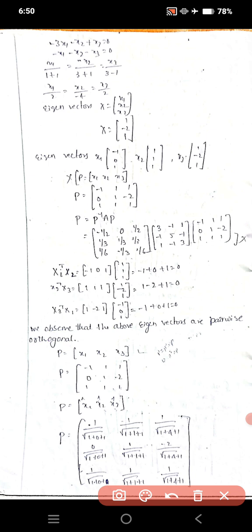Normalized eigenvector means what? P is equal to x1 cap, x2 cap, x3 cap. So P is equal to x1 cap: minus 1 by square root of 1 plus 0 plus 1, then 1 by square root of 1 plus 1 plus 1, then 1 by square root of 1 plus 4 plus 1. Like this, we have to write the whole normalized eigenvector. We will get the P matrix. So this is the P matrix.